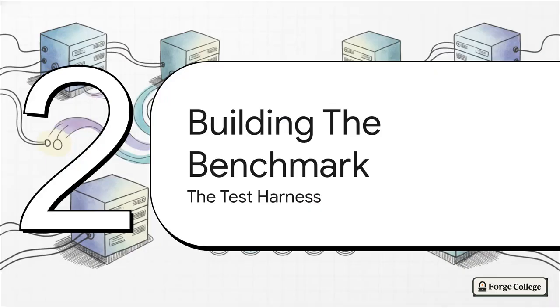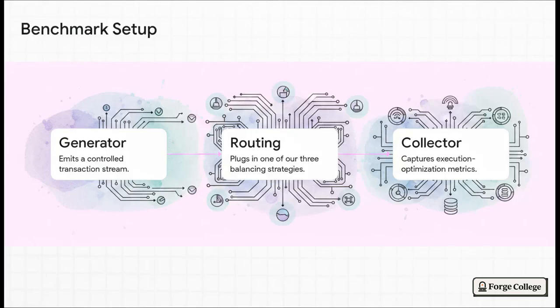Okay, Section 3, building the benchmark. To actually test these strategies, our script has to keep the workload mix completely constant. The only variable we swap out is the routing strategy itself. So step 1 of our clean architecture is the workload generator, which emits a highly controlled transaction stream. Step 2 is the routing logic, where we plug in one of our 3 strategies. And step 3 is the metrics collector. Separating the generator from the routing and the data collection is absolutely crucial here. It completely prevents any cross-contamination in our code and ensures we're truly isolating cause and effect.